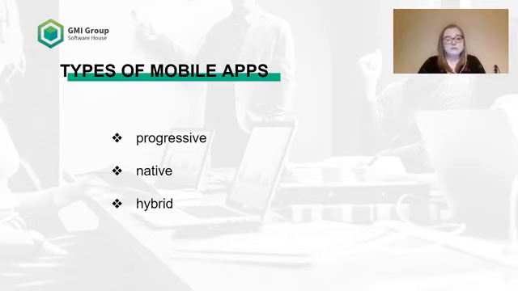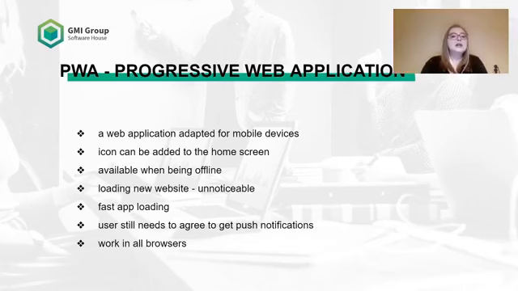The names of the types may already hint how they are different from each other, but of course I will tell you more about it, so you don't have to be worried if you don't know anything about them yet. So let's start from the progressive web application, so our progressive mobile app.